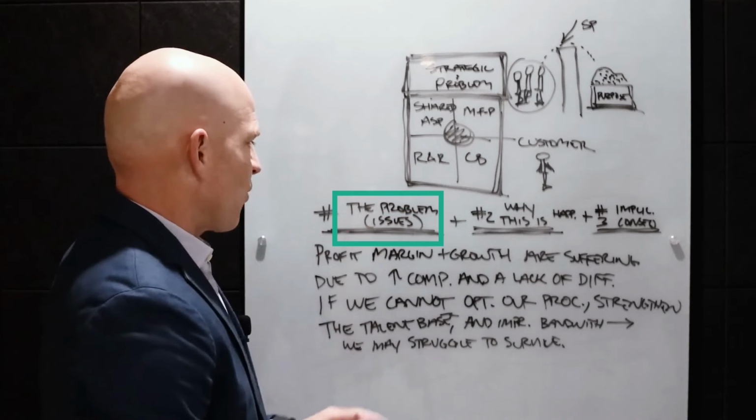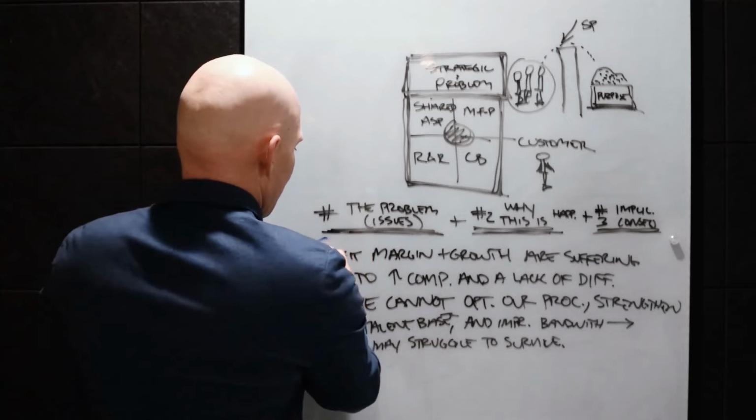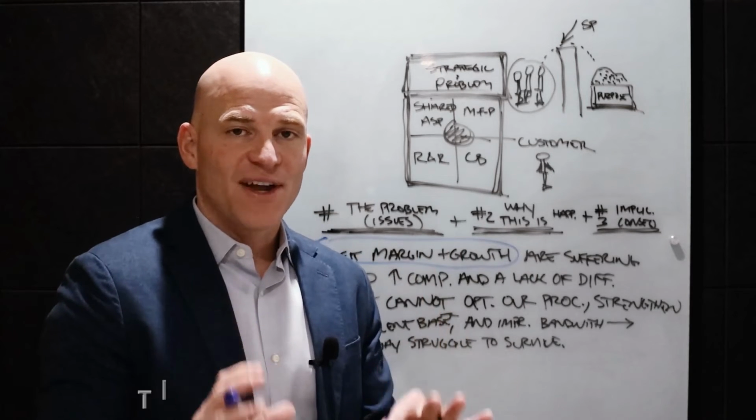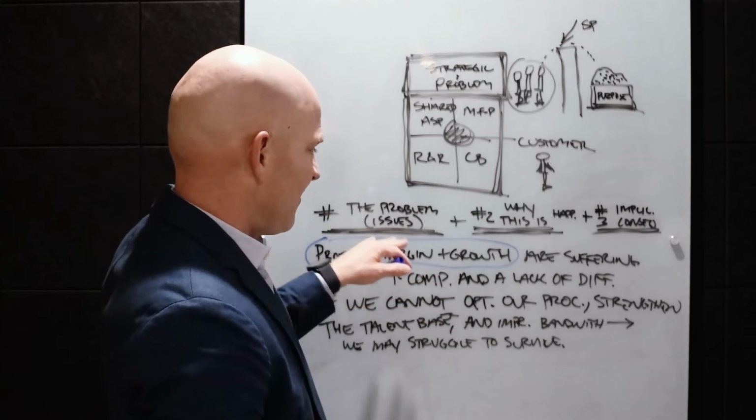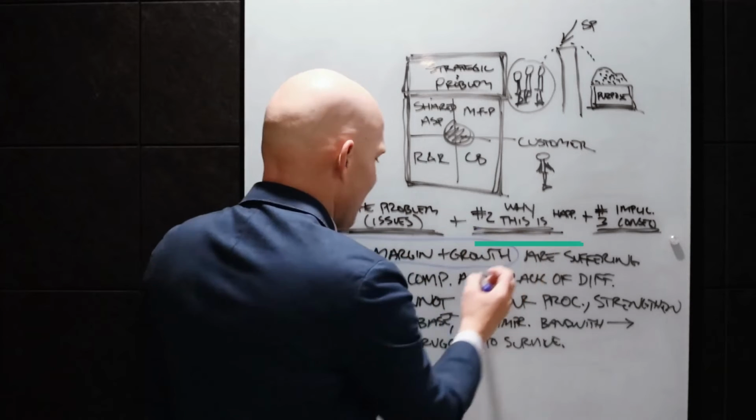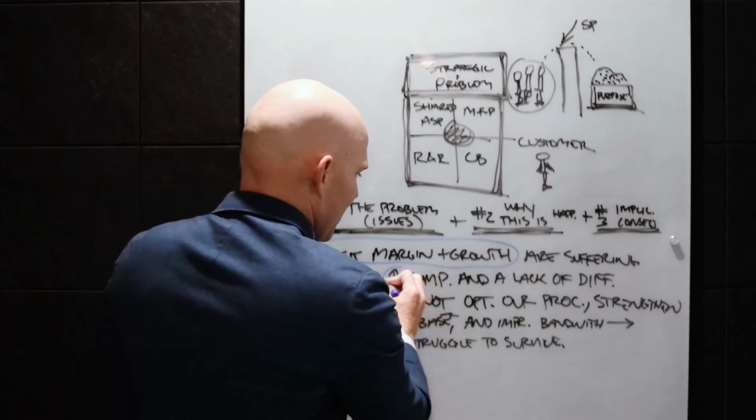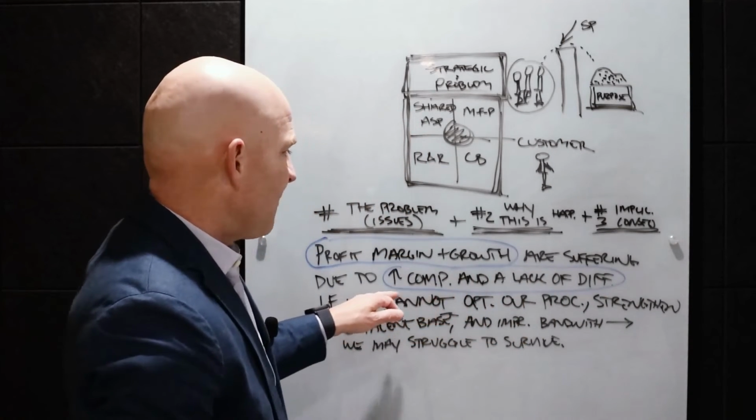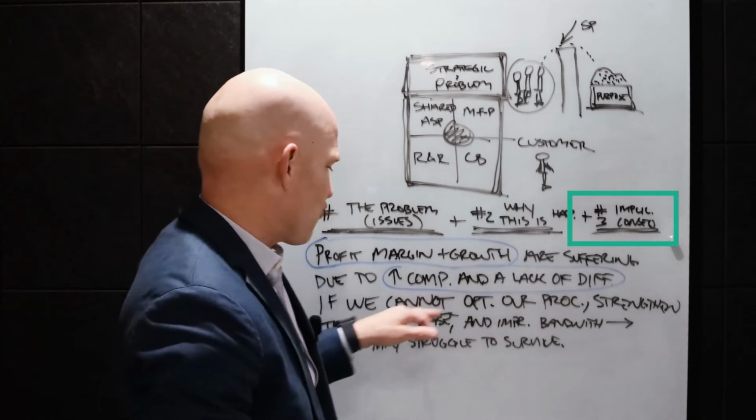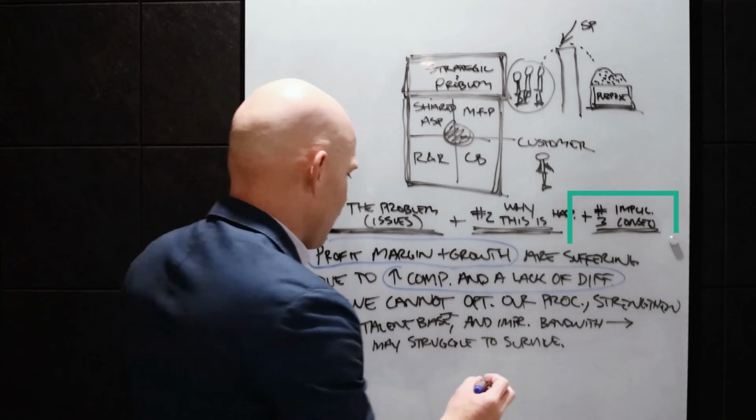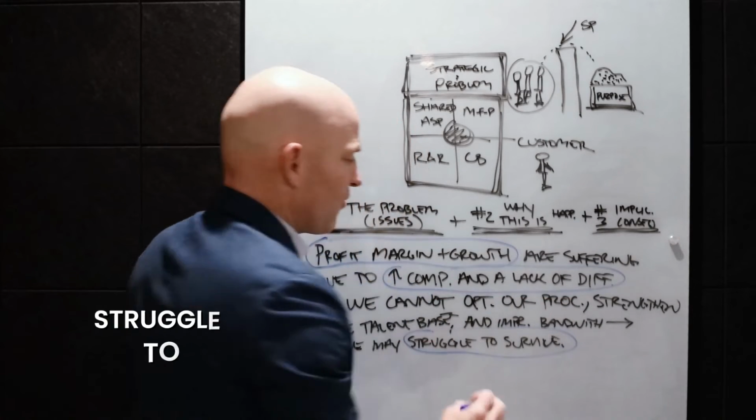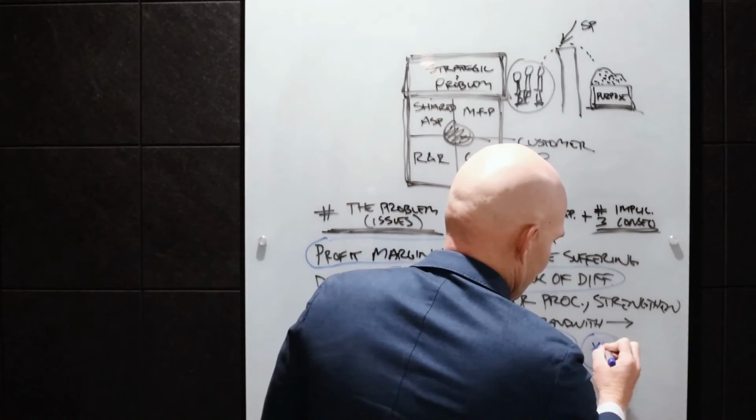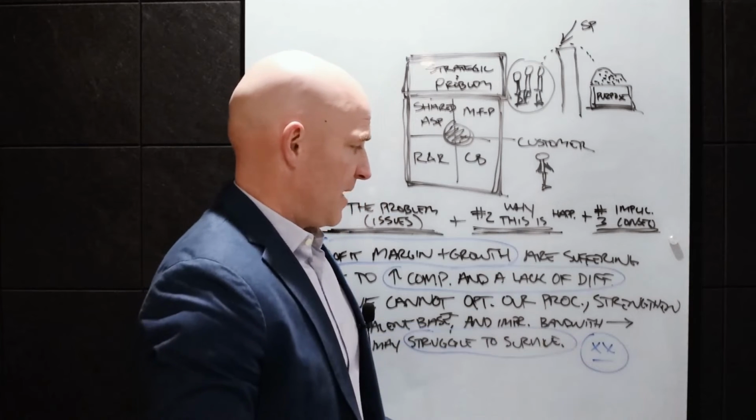So first, the problem or issue at hand. Like I mentioned, the company is dealing with profit margin and growth issues. That's the core fundamental problem that the company is experiencing right now, okay? Why is this happening? This is happening because competition is increasing and there's this lack of differentiation, right? So that's part number 2. If the company cannot optimize its processes, strengthen its talent base, and improve its bandwidth, guess what? It will struggle to survive, which means it may go bankrupt, right? Draw a little picture here. This is sayonara to the company.